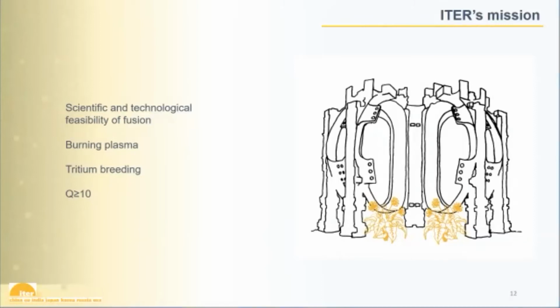We also want to achieve a burning plasma, which means that we heat the plasma to a certain degree, and then we come to a self-burning state where we can turn off the heating.